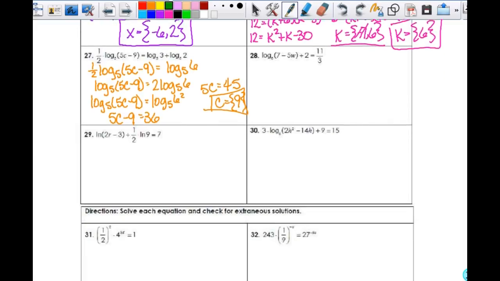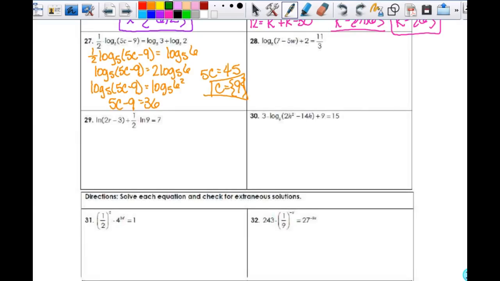So on 28, I need a single log. I won't have a log on either side, but that's okay. So I can change this, or I can move this over here. I at least need a single log by itself. So I'm going to move this over to the right, which means I'm going to have to do 11/3 minus 2. I don't want to hurt yourself here without a calculator, but I need a common denominator with the 3. So 2 is the same as 6/3 when you think about it that way. So I'm basically going to subtract 6/3 from that, which means that I end up with log base 8 of 7 minus 5w equals 5/3.